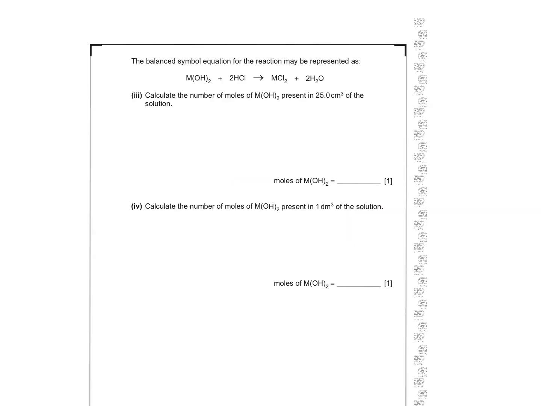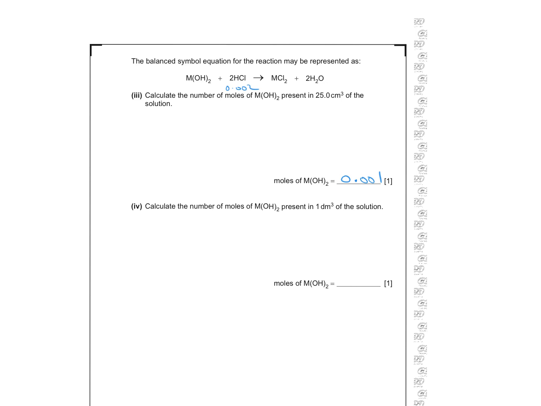Part 3, calculate the number of moles of the MOH2, the hydroxide solution present. I've just worked out the number of moles of HCl, and you can see it's a 2-to-1 ratio. So the number of moles of HCl were 0.002. Therefore, this is going to be 0.001.